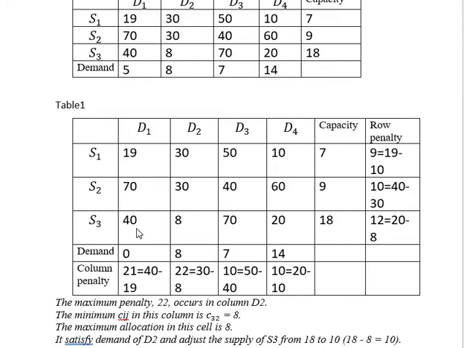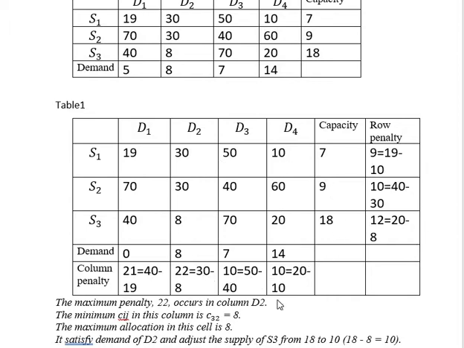Similarly, look at the third row. Here the lowest cost is 8. Next lowest is 20. The difference will give you the third row penalty. Then coming to columns, look at the first column. Here the lowest cost is 90. Next lowest is 40. The difference is 21. That is the first column penalty. Similarly, we can calculate the column penalties corresponding to the second, third, and fourth columns. This is our table 1.